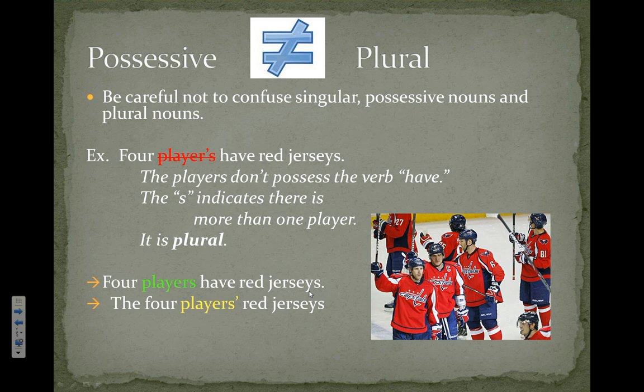Okay. Now, I could revise that sentence and add some additional material to it, and I could say the 4 players' red jerseys. All right, that would be another way of writing this without the verb. Of course, if I take out the verb, I no longer have a sentence. I would add more information about those red jerseys after it to make a complete thought. So be very conscientious when you do this. Make sure you know whether it's singular or plural and whether or not you are showing ownership or relationship.